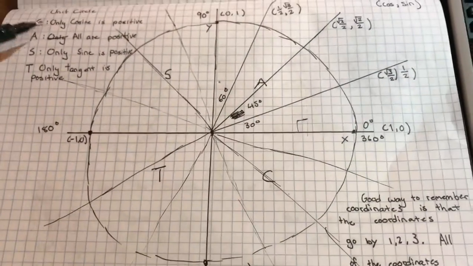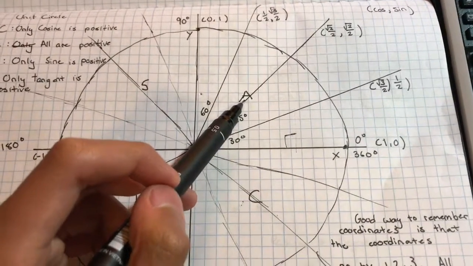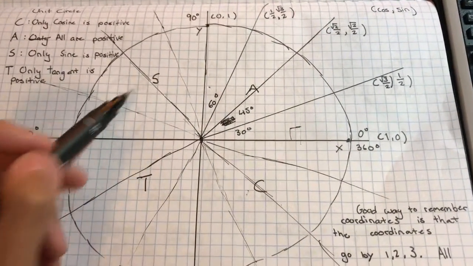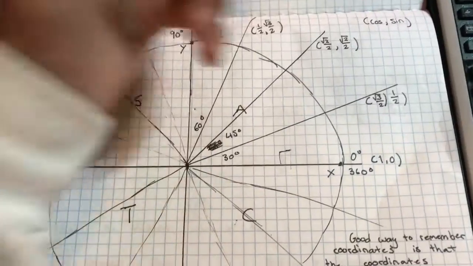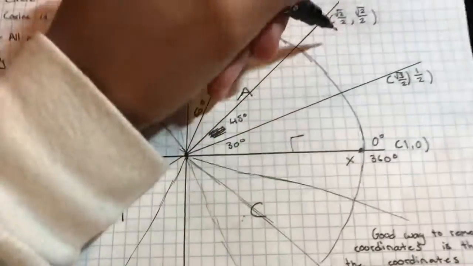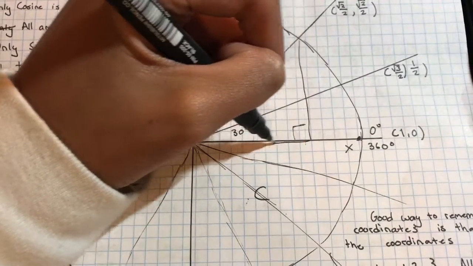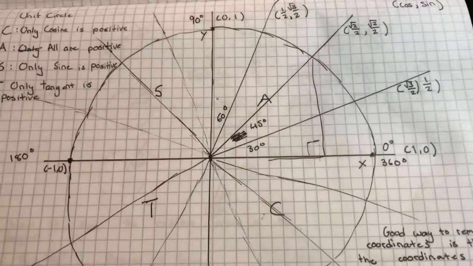A good way to remember all the quadrants and their signs is C, where all are positive, where only sine is positive, where only cosine is positive, and where tangent is positive. The use of a unit circle would be finding the lengths of here, the y coordinate, or the length of here, the x coordinate, on most angles.